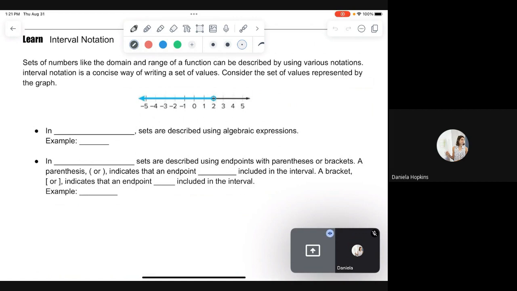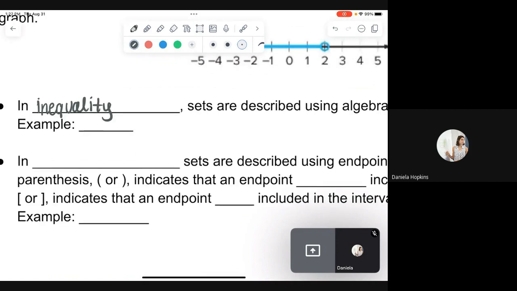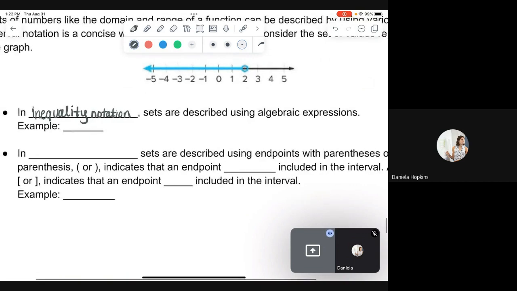So just our definitions. Our first one, in interval. Oh, no, it's not interval. Hold on. The notation we used yesterday is not interval notation. It's inequality notation. And I really didn't make these spaces big enough. Okay, in inequality notation, sets are described using algebraic expressions.